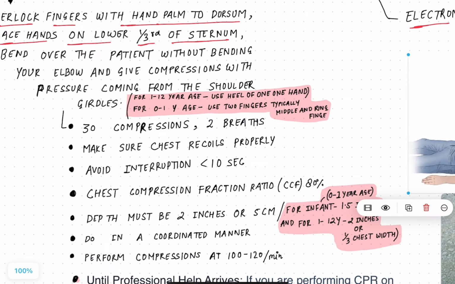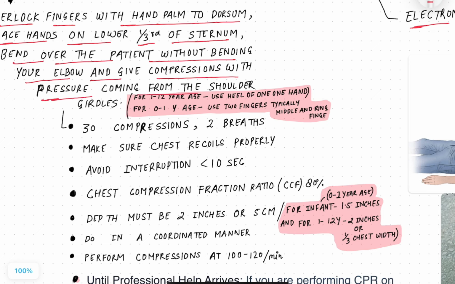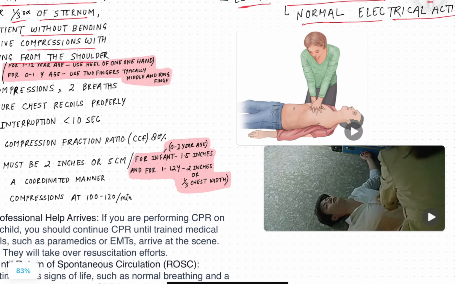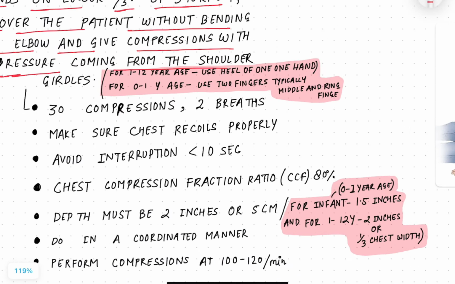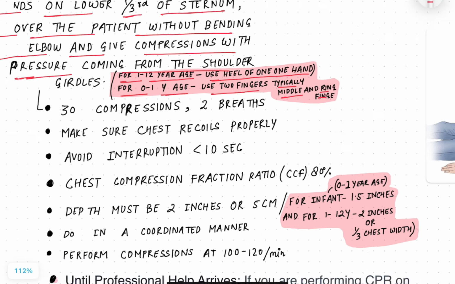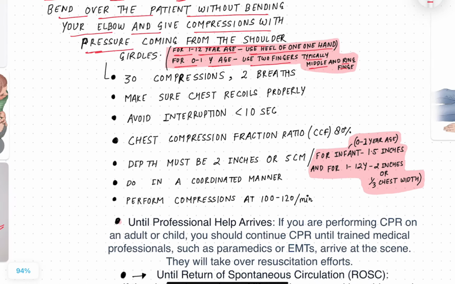Bend over the patient without bending your elbow and give compression with pressure coming from your shoulder. Do not bend your elbow. For the 1 to 12 year age group, use the heel of one hand. For the 0 to 1 age group, use 2 fingers, typically the middle and ring finger.